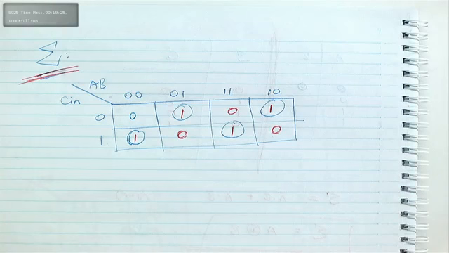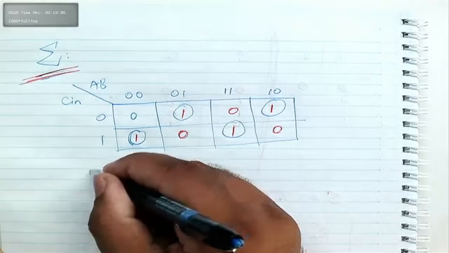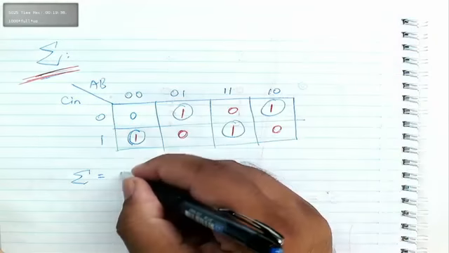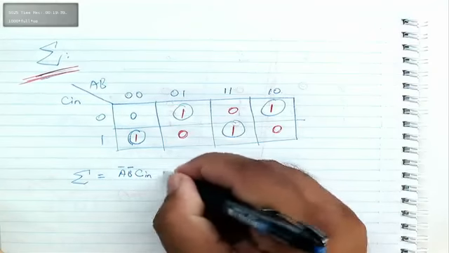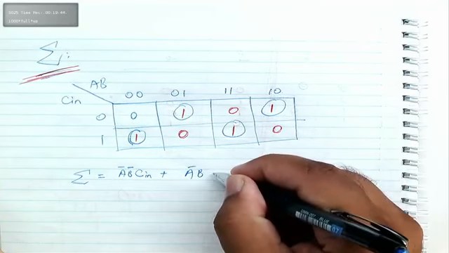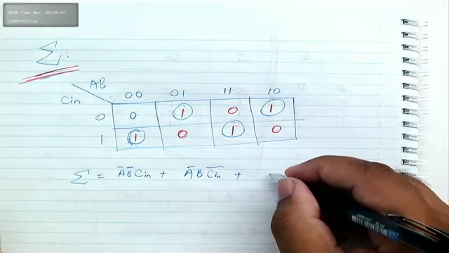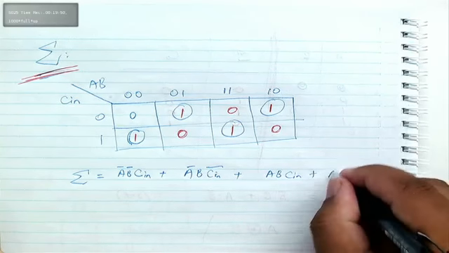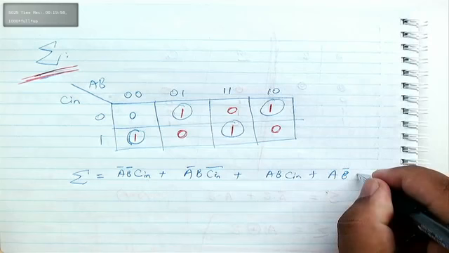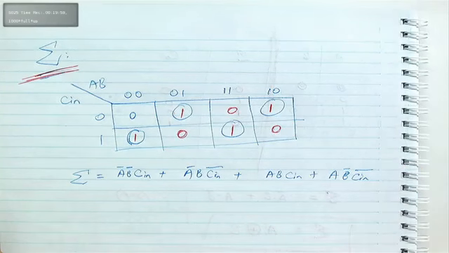Normally, we can then come up with sum is equal to A bar B bar Cin, or A bar B Cin bar, or A B Cin, or A B bar Cin bar. So that's a long expression, and this is one of the unique cases where your Karnaugh map has this particular pattern. Have you seen this pattern? It is known as the checkerboard.